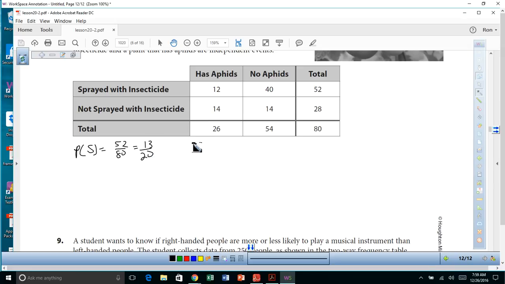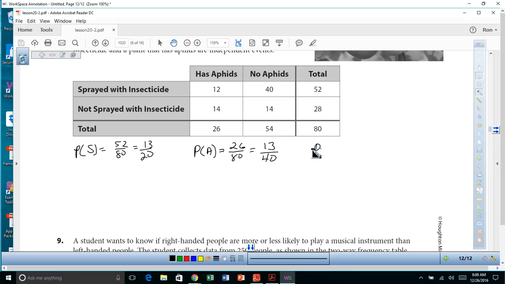Right? Now, the probability of aphids. What's the probability of aphids? Has aphids, that's going to be 26 over 80. And that's going to be 13 over 40, right?